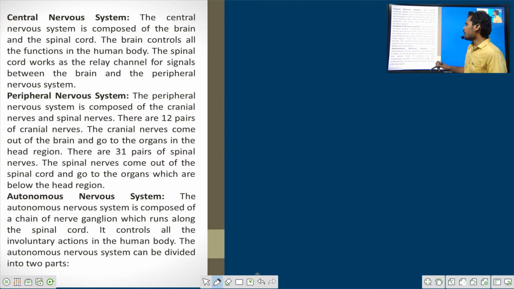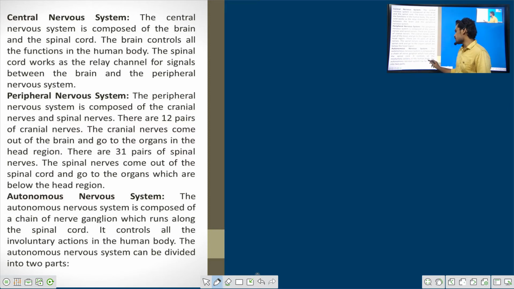Another one, apart from the central nervous system and the peripheral nervous system, is a system called the autonomous nervous system. The name itself says autonomous, independent. The autonomous nervous system is composed of a chain of nerve ganglia. Ganglion is the singular, ganglia is the plural. A ganglion means a group of nerve cells or neurons, a bunch of neurons, which runs along the spinal cord. The whole spinal cord is covered or attached with neurons, multiple trillions of neurons. It controls all the involuntary actions in the human body.